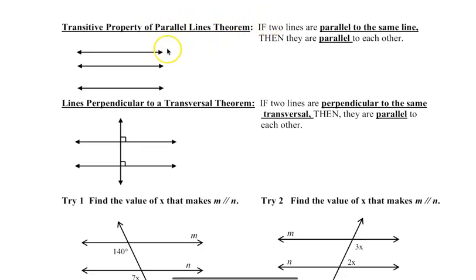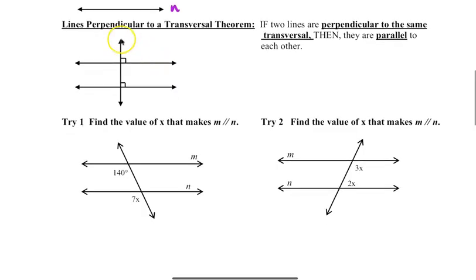Okay. The transitive property of parallel lines theorem. All this is saying is this. If you have two lines parallel to the same line, let's say L, M, and N, and I tell you L and M are parallel, and I tell you M and N are parallel, then it only makes sense that they must all be parallel to each other. Then L must be parallel to N. So L is parallel to M, M is parallel to N, then L is also parallel to N.